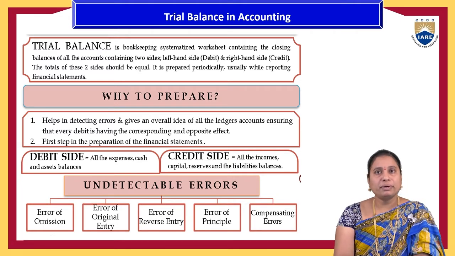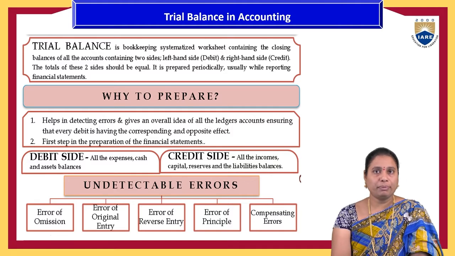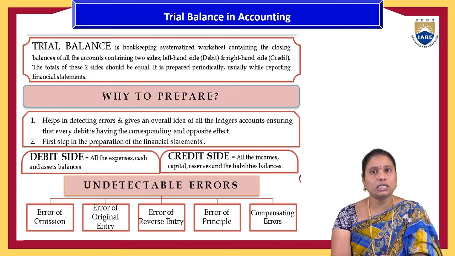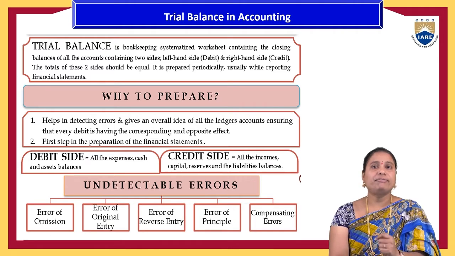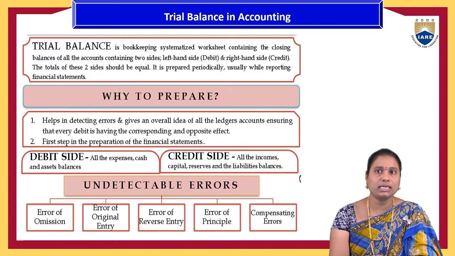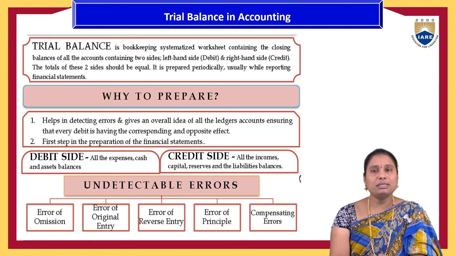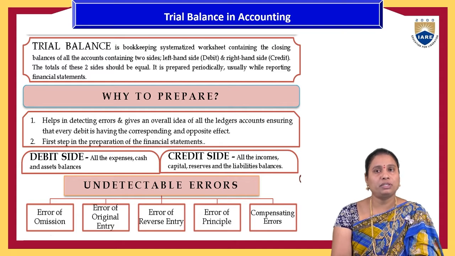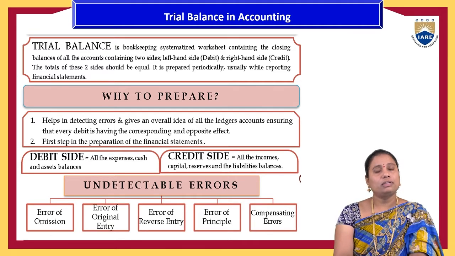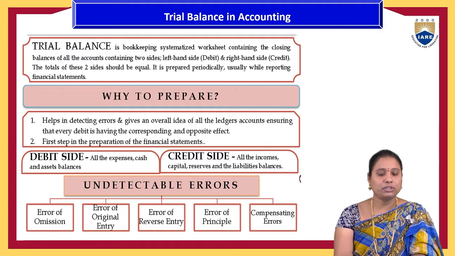Why does it have to be prepared? It helps in detecting errors and gives an overall idea of all the ledger accounts, verifying that every debit has a corresponding opposite effect. On the debit side, all the expenses, cash and assets are mentioned. On the credit side, all the incomes, capital, reserves and liabilities are mentioned.